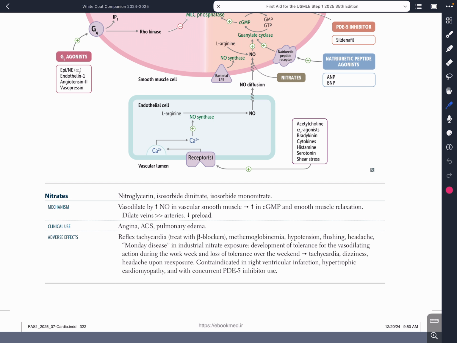There is development of tolerance for vasodilating action during the work week and loss of tolerance over the weekend. So this leads to tachycardia, dizziness, headache upon exposure.